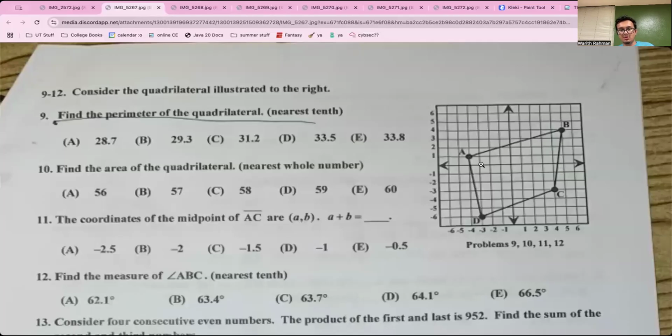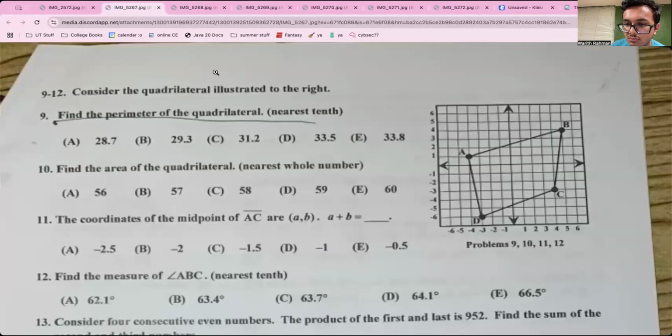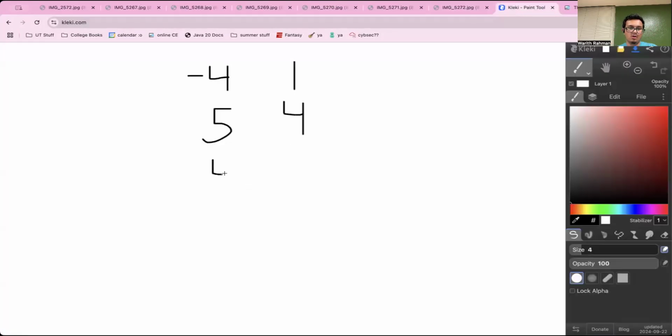What is shoelace? We take these points and write them in clockwise or counterclockwise order. It's important that you write them in this order and that the shape is convex, meaning it doesn't bend super weirdly. So A is -4, 1, then 5, 4, then 4, -3, then -3, 6. I already forgot. And then we rewrite our starting point again at the end.